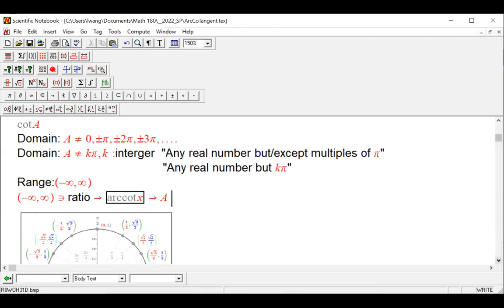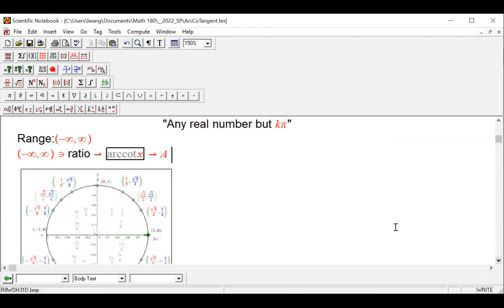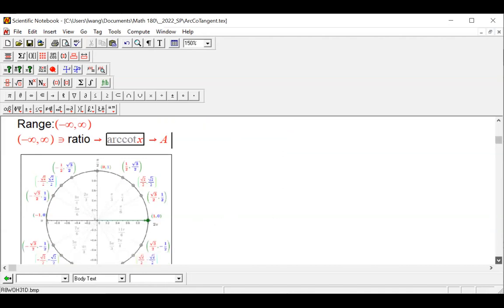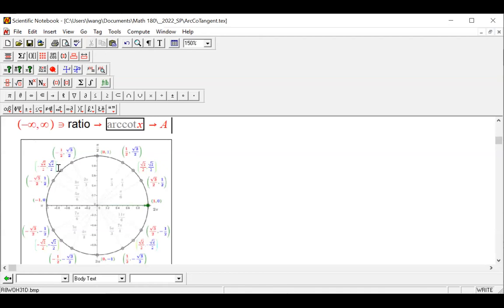So for that purpose, we're going to look at all the possible ratios, and we realize some of those ratios can be achieved by more than one angle. For example, root 2 over 2, root 2 over 2, red divided by blue. That ratio is 1.